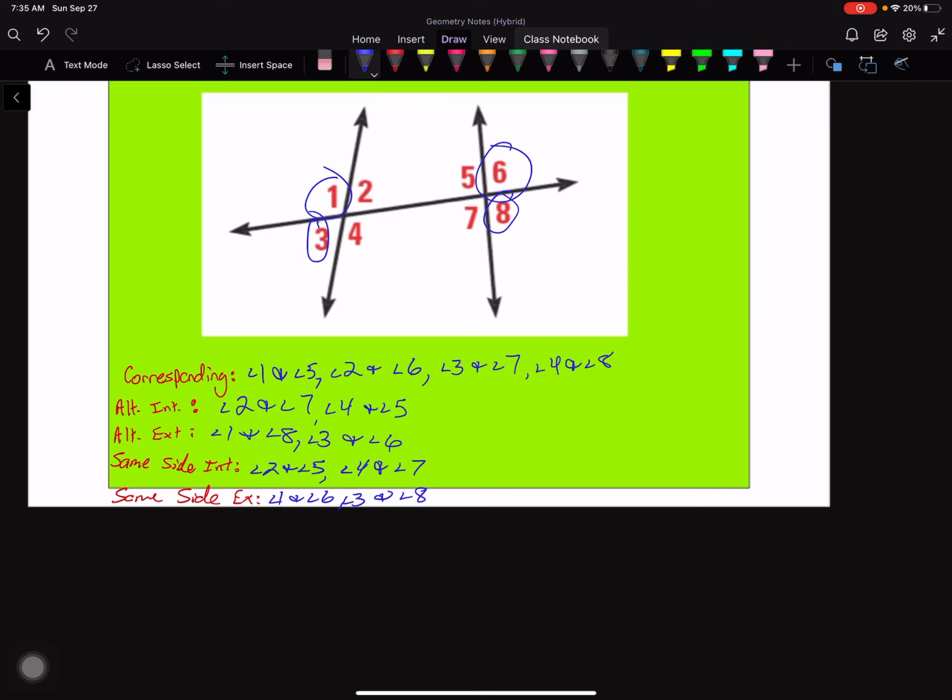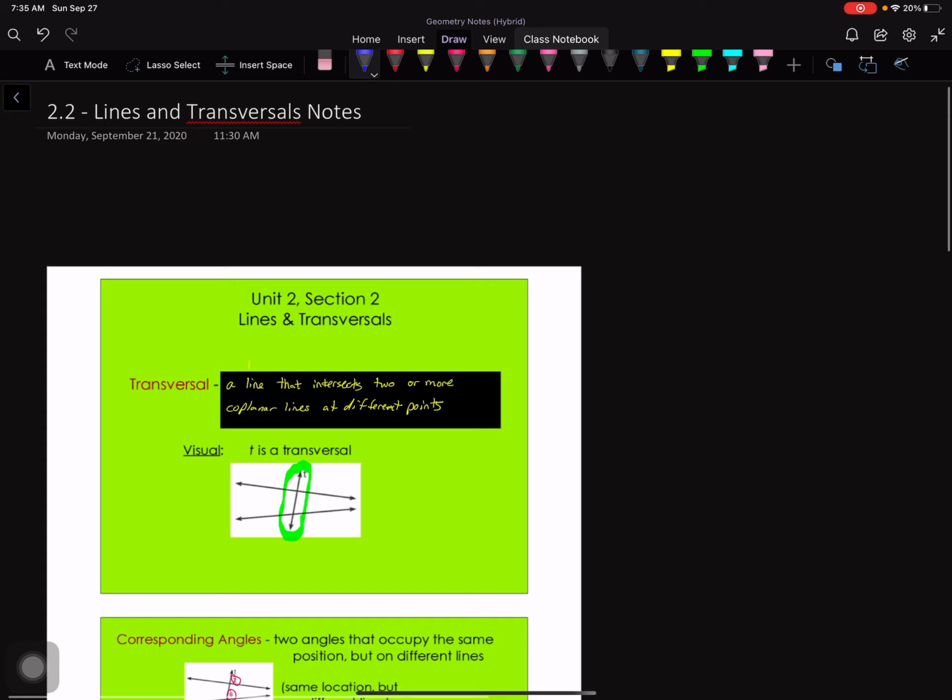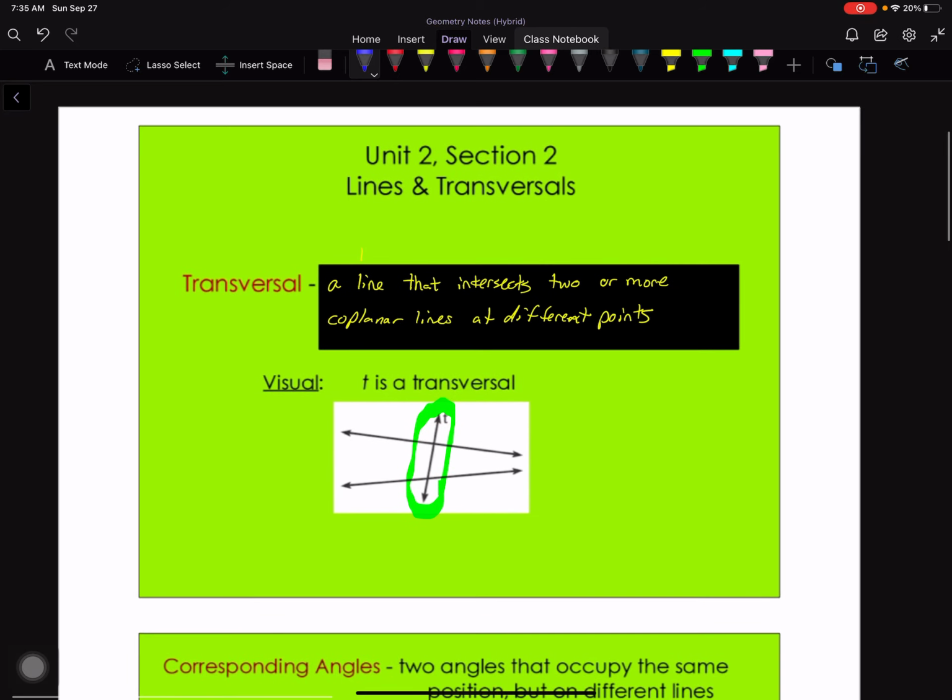And there it is. Bunch of different angle relationships. These are going to be very important. Make sure you know all of these. We're going to keep coming back to these throughout the year.